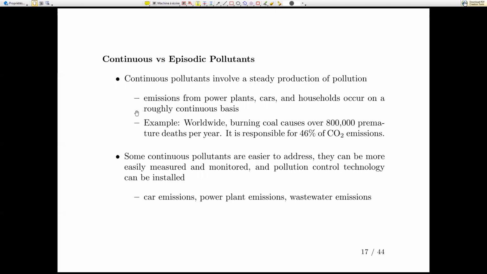Continuous versus episodic. Continuous involves a steady production of pollution, so it's bad because it's always ongoing. It's emission from power plants, cars, households on a continuous basis. So just coal: burning coal worldwide causes 800,000 premature deaths per year. And coal is also responsible for 46% of CO2 emissions. So that's just a crazy amount.